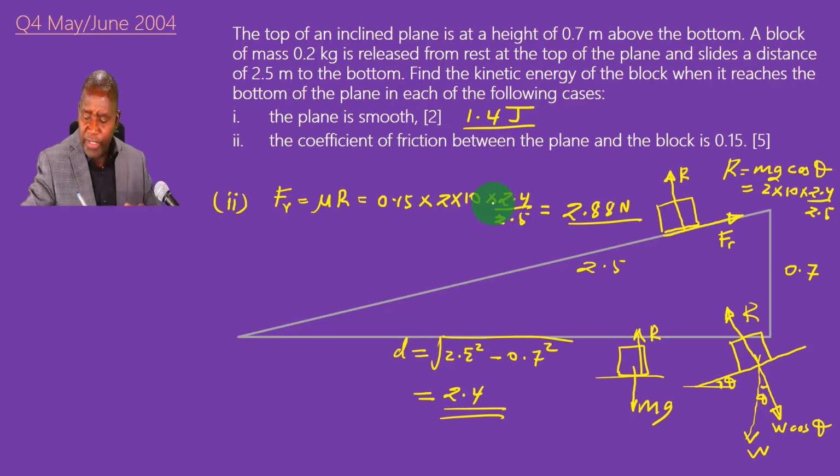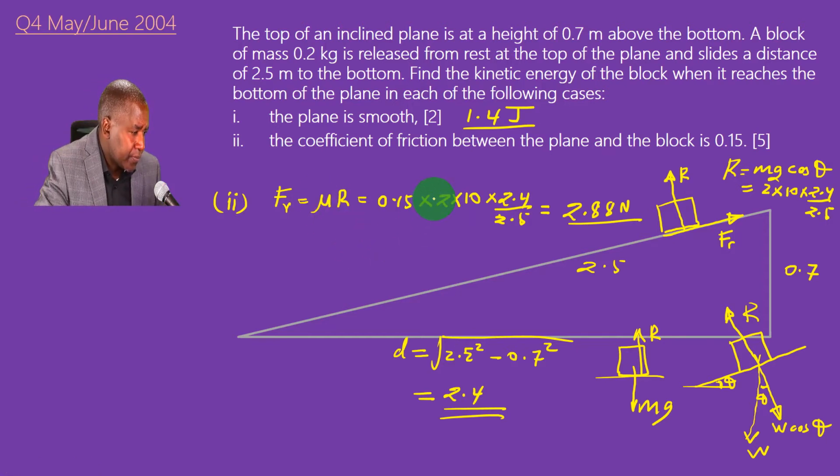So now I think there is a problem here. This should have been 0.2. The mass was 0.2. mg cos theta: m is 0.2, g is 10, cos theta is 2.4 times that. So this one is supposed to be 0.288. I'll tell you how I have been able to quickly check that.